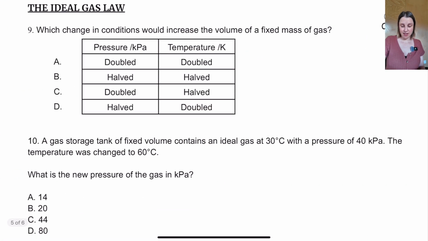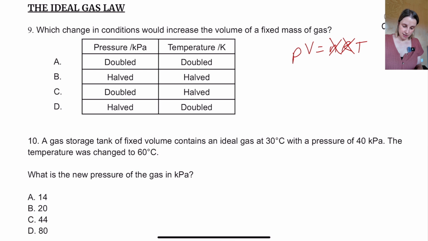Ideal gas law. So this is the last part of this little video. You've got PV equals nRT, which is our ideal gas law. This question is asking what changing conditions would increase the volume of a fixed mass of gas. A fixed mass of gas basically means that n and R are fixed. So we're trying to work out what would increase the volume overall.